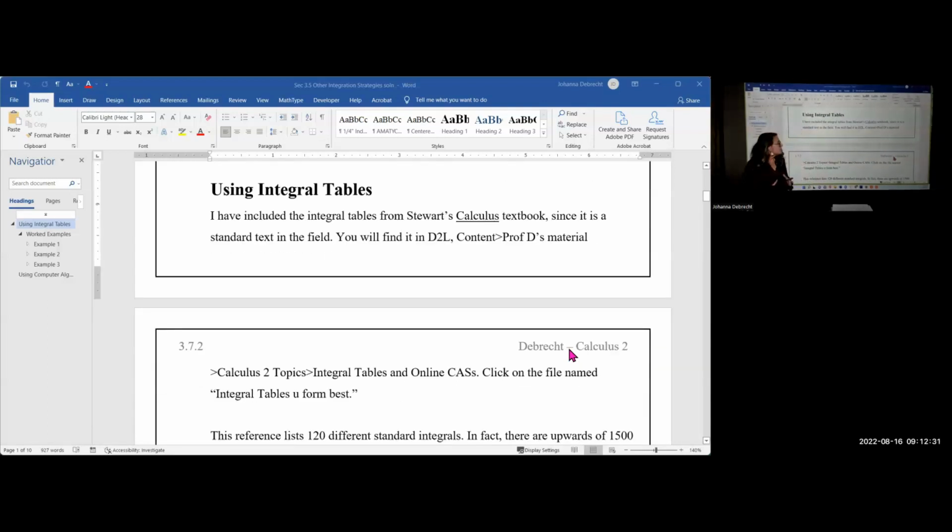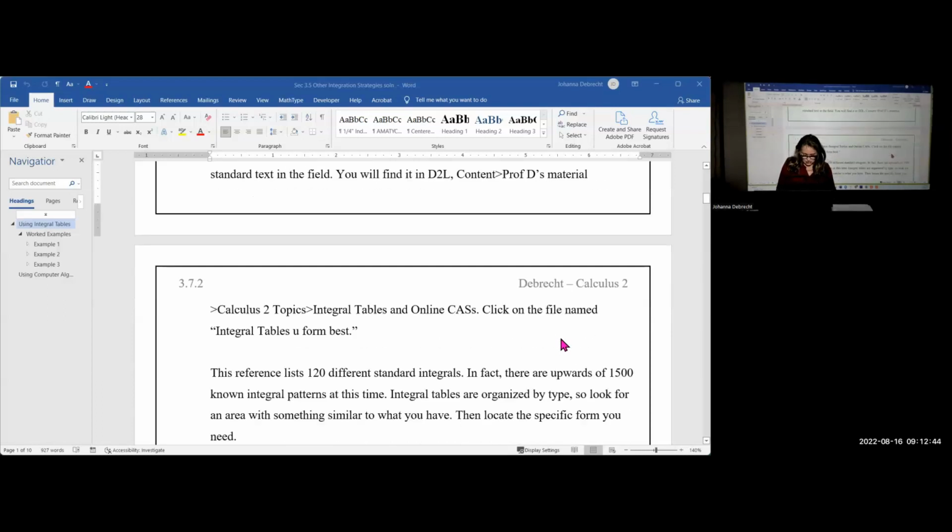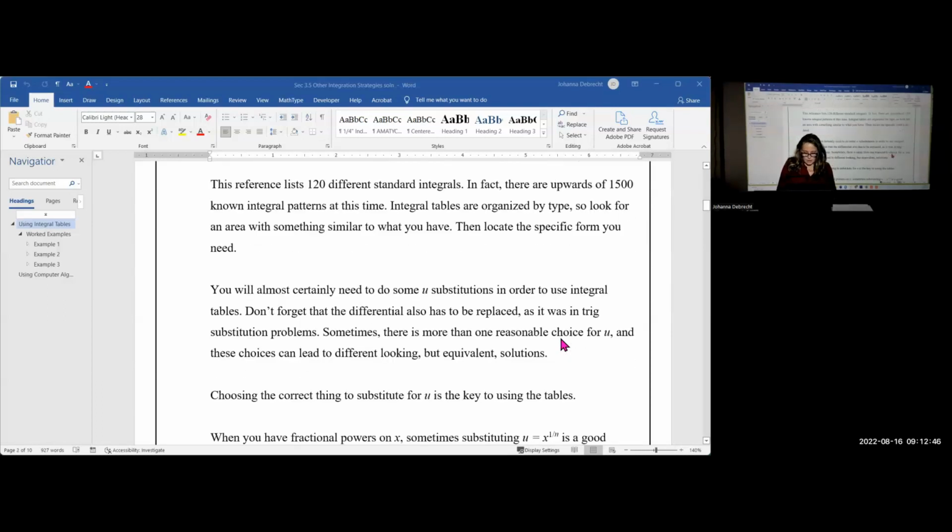Now, I've taken the integral tables from Stewart's calculus textbook, since it's a pretty standard text in the field, and you can find these integral tables everywhere out there on the internet. They're not proprietary material, they're known to everyone. Now, in the particular reference list I'm going to use, there's about 120. Now, like I said, there's really more like 1,500, 1,700. I've lost track. There's a lot.